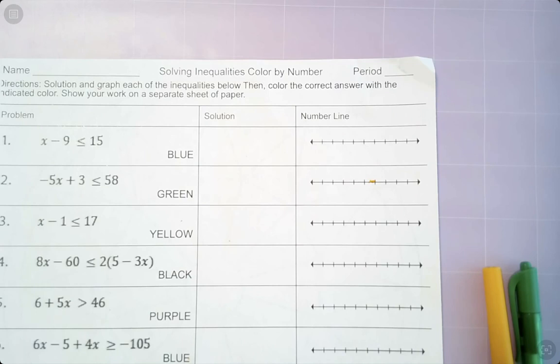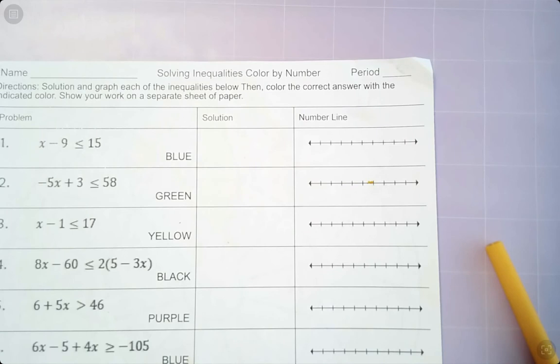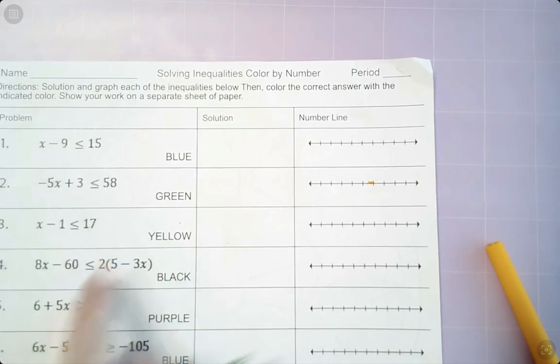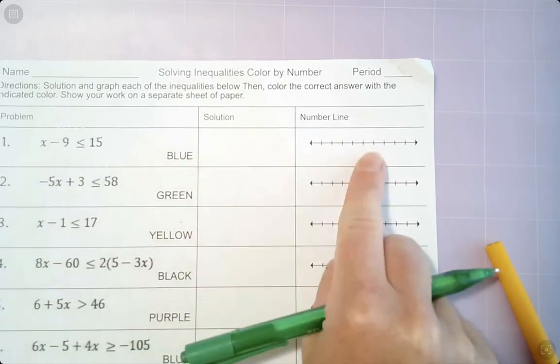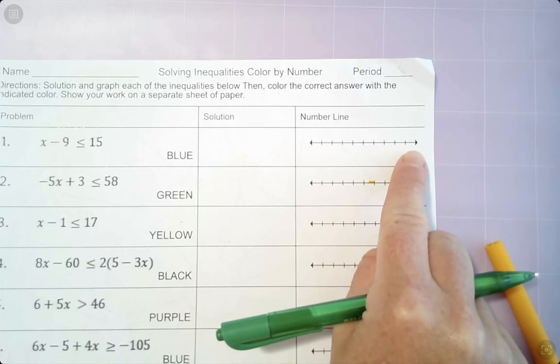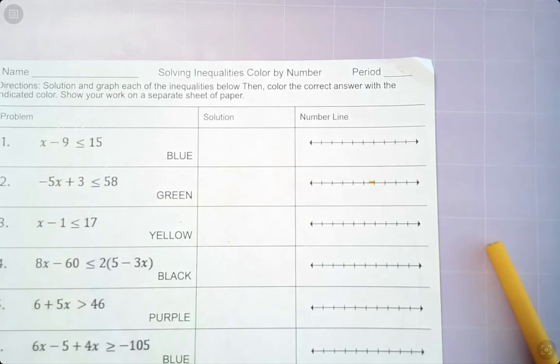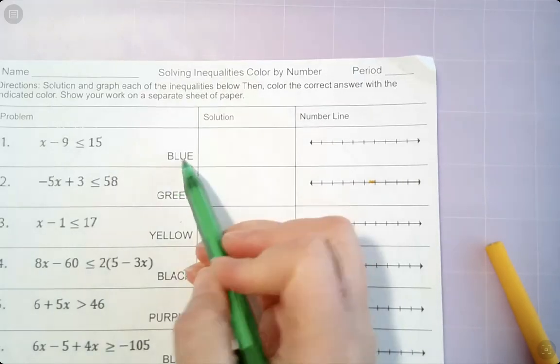Directions, solution and graph. Solve and graph, write the solution and graph each of the inequalities below. Then color the correct answer with the indicated color. Show your work on a separate sheet of paper. So you're going to solve each one of these, write your solution here, and then also do the number line. So you will put the numbers on the number line. And then do open or close, and then go left or right. So you'll solve each one of these on a separate sheet of paper, work everything out, and then once you're finished with that, then you can go back and color.